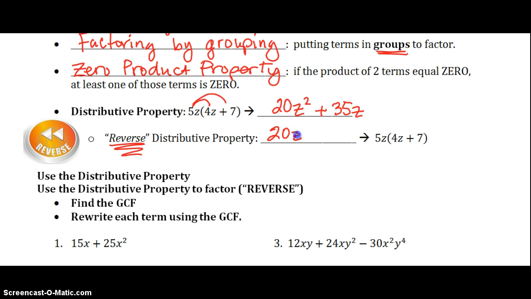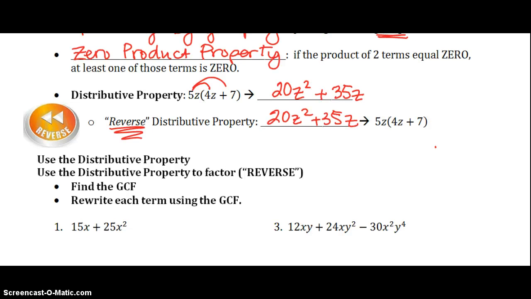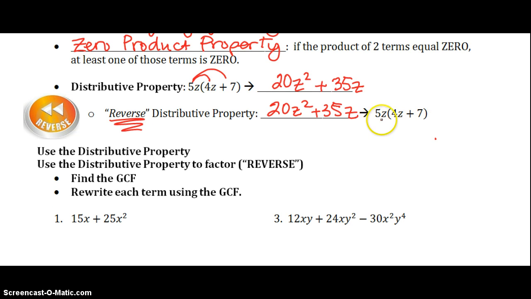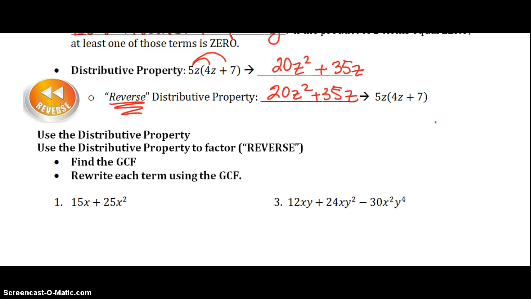So 20z squared plus 35z, if I gave you that first and asked you to factor it to do the reverse of the distributive property, then you would say, we'll take the 5z out, and then you'd have the 4z plus 7 left to be multiplied. So that's the reverse distributive property. That is called factoring. We factored out the 5z.